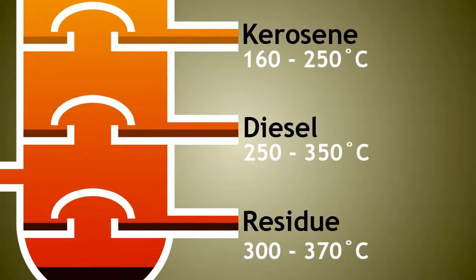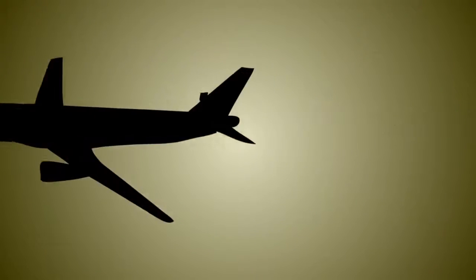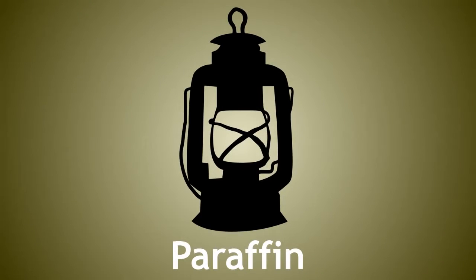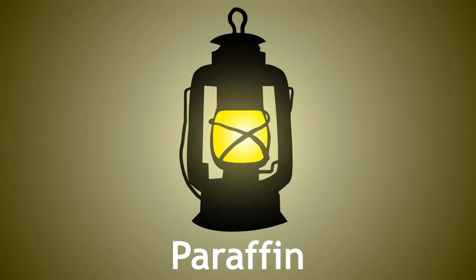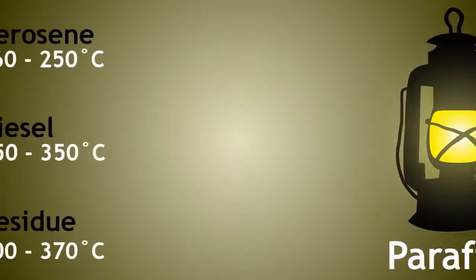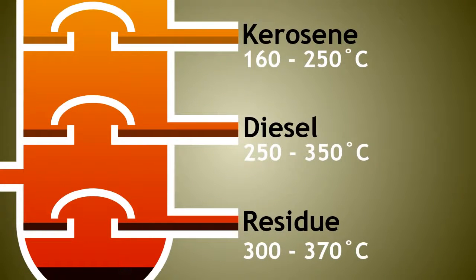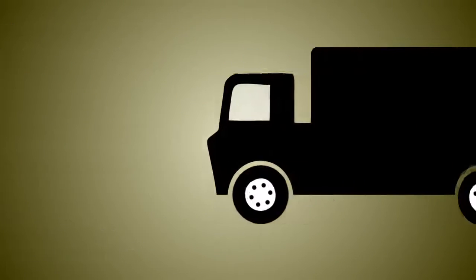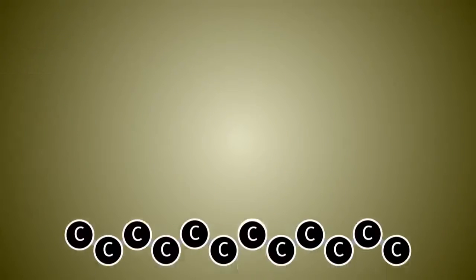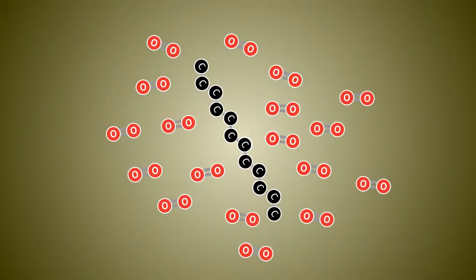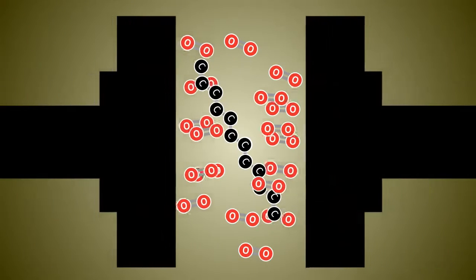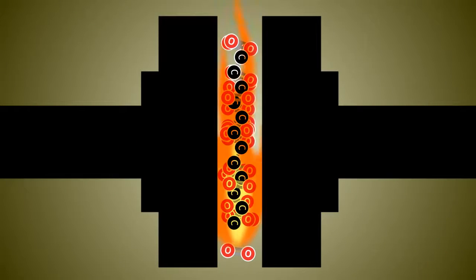Kerosene has an important use as a fuel for jet engines, in aircraft and even in some rockets. Kerosene is also called paraffin in some parts of the world and is a common fuel burnt in paraffin or kerosene lamps used for lighting. Diesel is the next fraction. It is a common fuel in cars, vans and lorries. It is not as volatile as petrol, and instead of spark ignition, it ignites under compression.